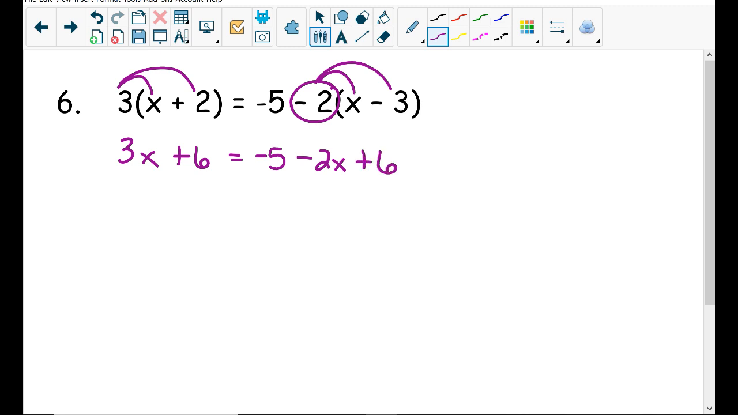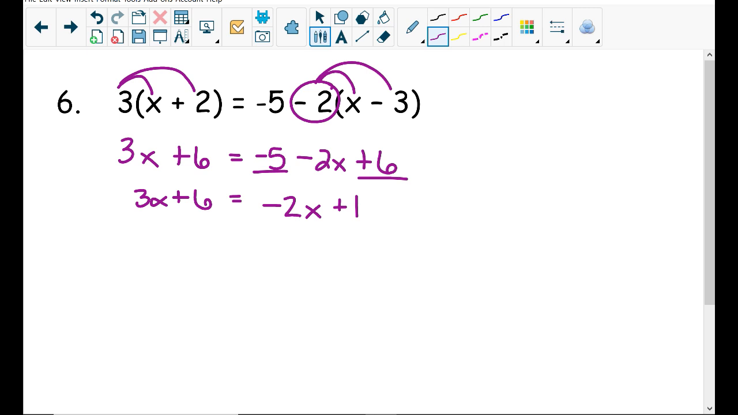Okay, this is where people make the mistake. The first one's okay. It's the second one. Alright? Now, combine like terms. On the left, I don't have any. Okay, so I can rewrite if I want. But on the right, I have a negative 5 and a positive 6, which makes a positive 1.